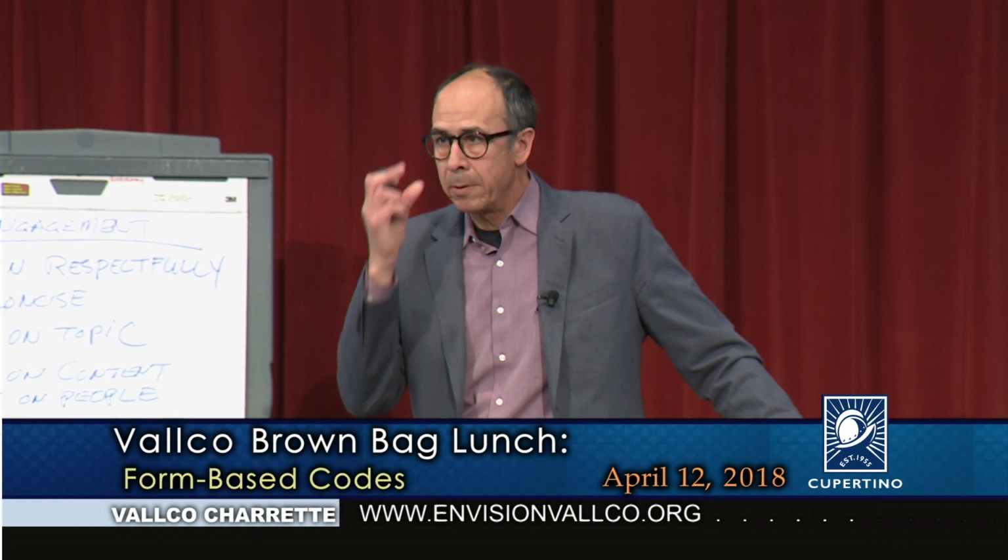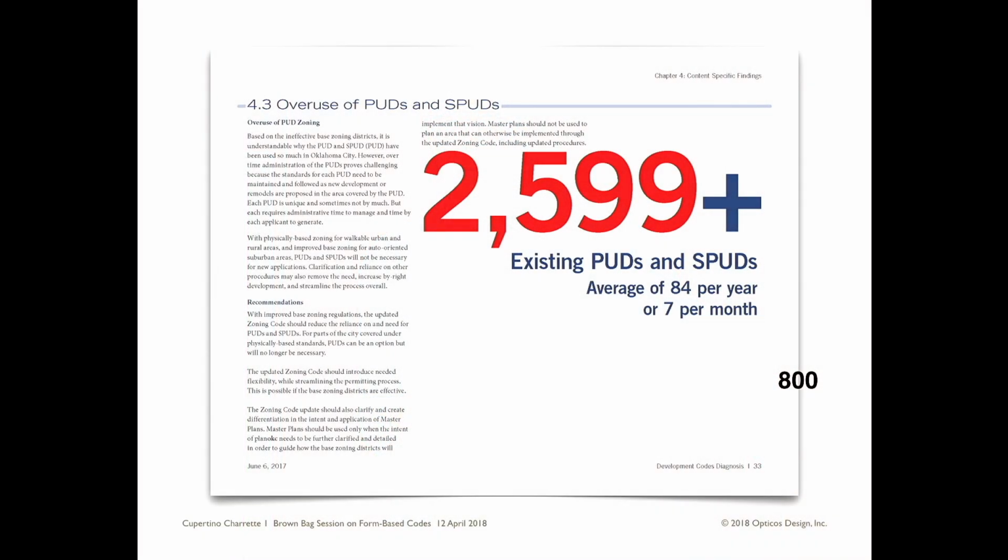So here's an example from Oklahoma City. We did a code diagnosis. This is a 620 square mile city, and about 350 square miles of it is actual development. The rest of it is way out in the hinterlands. Well, within those 350 square miles, they have 2,600 and counting. As of last year, it was 2,600 of those negotiated zoning contracts, and the city said, enough. We've got to fix our zoning system because we can't continue with this.